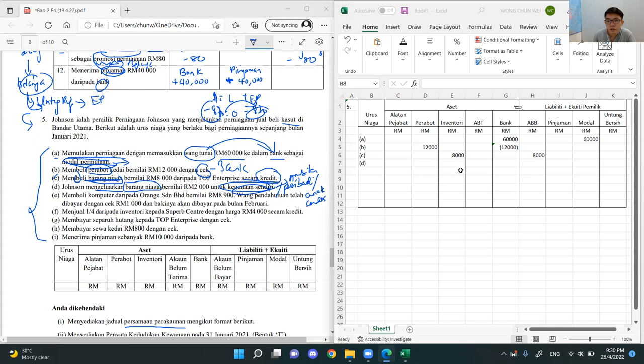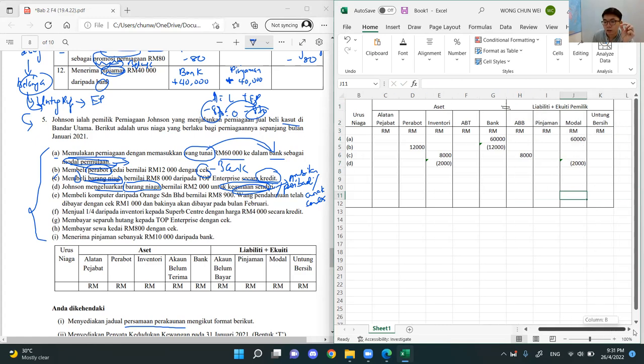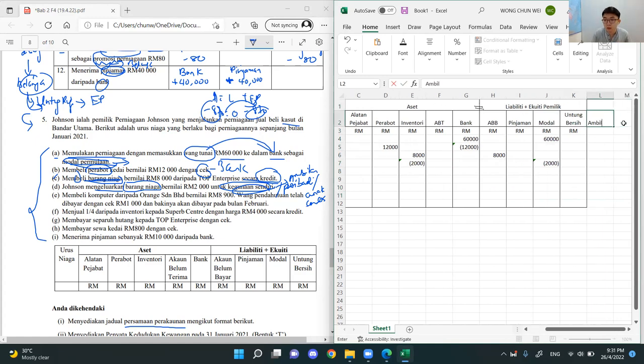Can you see or not? Your barang niaga, so this is inventory, definitely your inventory akan berkurang. Berkurang how much? 2,000 ringgit. So you minus, you bracket. Okay, you minus 2,000 untuk kegunaan sendiri, your ambilan. Okay, now, under this column, there is no ambilan. If there's no ambilan in this column, there's no title ambilan here, then you put it under your modal. So you put 2,000 minus. Okay, meaning your modal here akan tolak 2,000 ringgit. But if you ada satu column for ambilan, then you just put ambilan, then here you put 2,000 ringgit. But here 2,000 you don't have to minus.